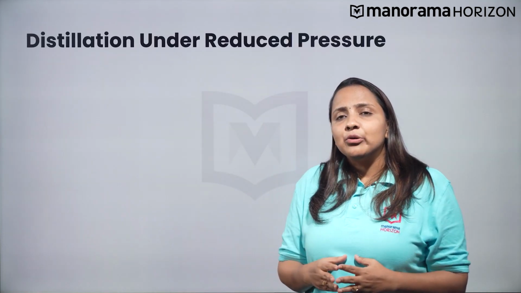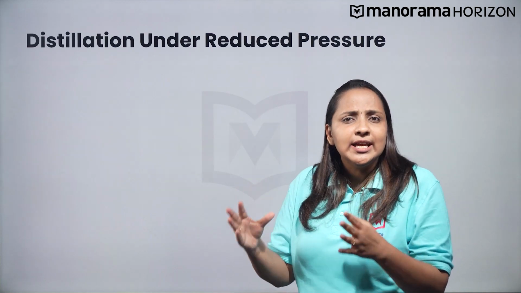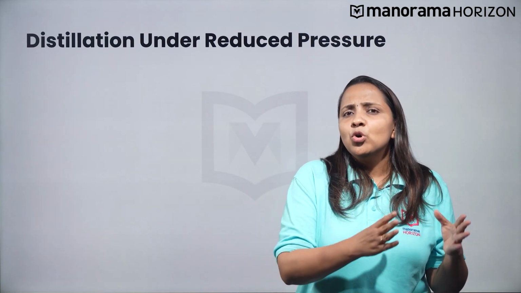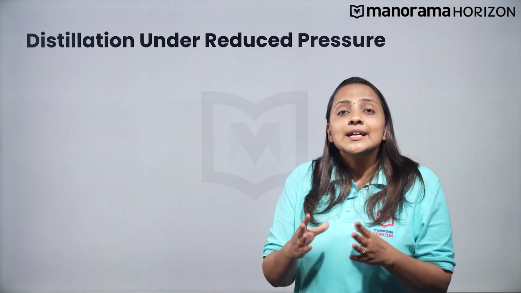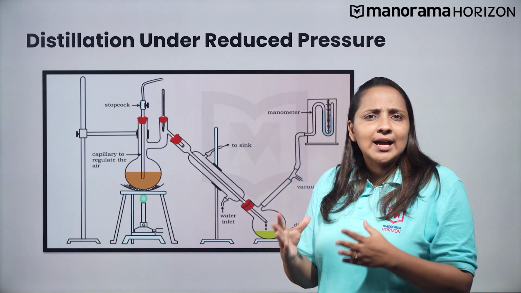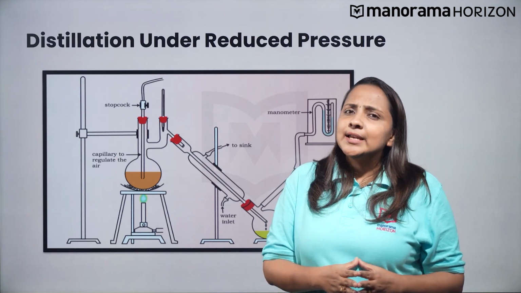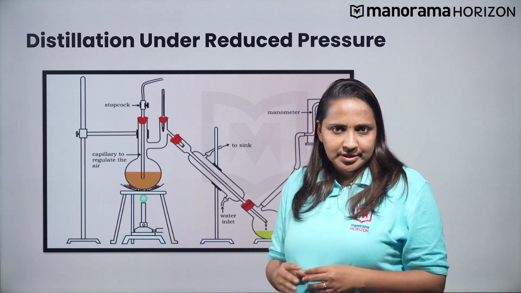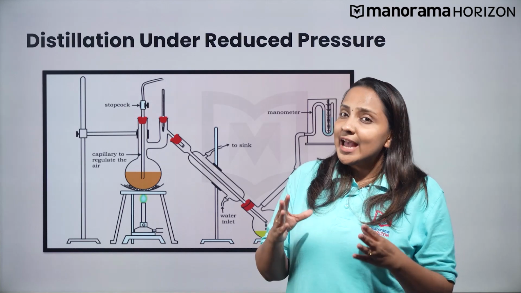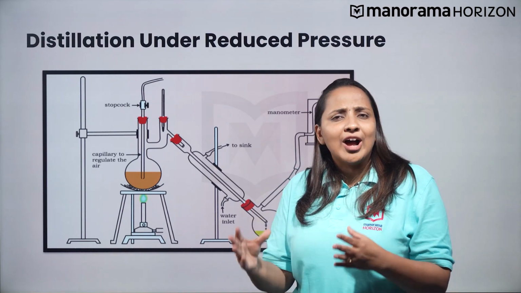There are certain liquids that have a tendency to decompose at or below boiling point. Such liquids are made to boil at a temperature lower than their normal boiling points by reducing the pressure on their surface. The pressure is reduced with the help of a water pump or a vacuum pump.